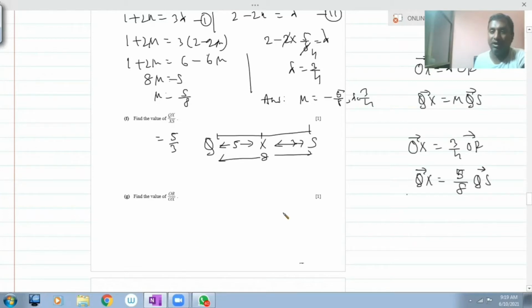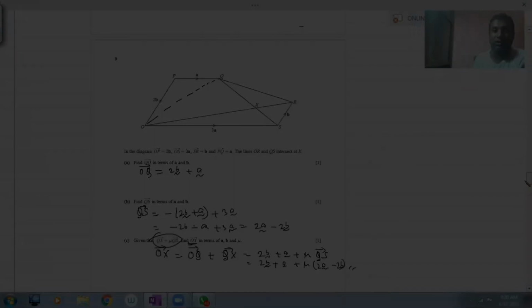Now in the same way we can write here OX equals 3 by 4 of OR. So let me write here: this is O, this is R, this is X, this is 3 parts, and the whole thing is 4 parts. So OR by OX equals 4 by 3. This is the answer. So that's the vector question given here.